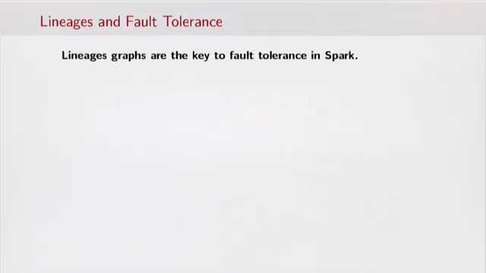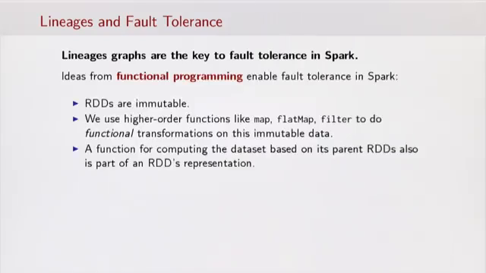Okay, so we saw these lineage graphs and how they actually represent all of the relationships between RDDs and how we can determine when a shuffle will occur. But at the beginning of this session, I made this claim that lineage is related to fault tolerance. So how might that be the case? Well, actually, lineages are the key to fault tolerance in Spark. Ideas from functional programming enable this fault tolerance in Spark.